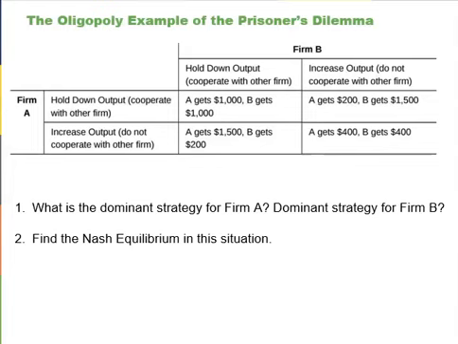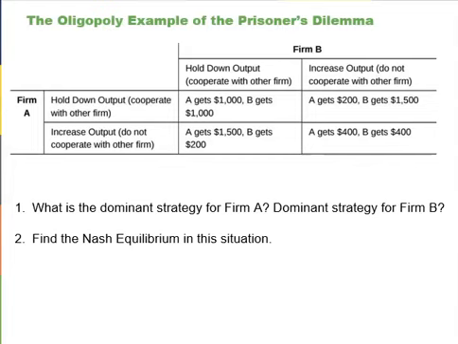After all, if B is going to hold down output, then A can earn $1,500 in profit by expanding output, the bottom left-hand choice in the table, compared with only $1,000 by holding down output as well, the upper left-hand choice in the table. Thus, firm A will reason that it makes sense to expand output if B holds down output, and that it also makes sense to expand output if B raises output.